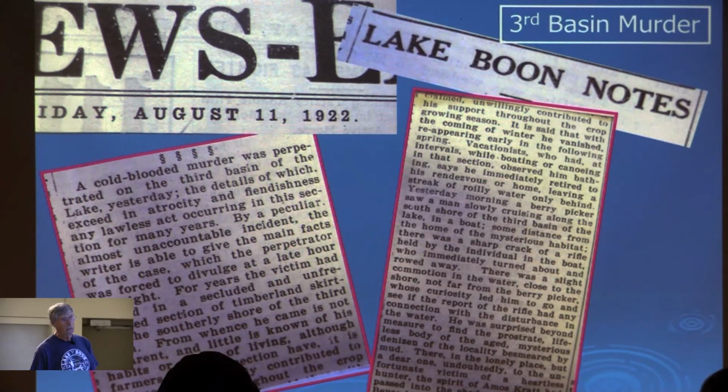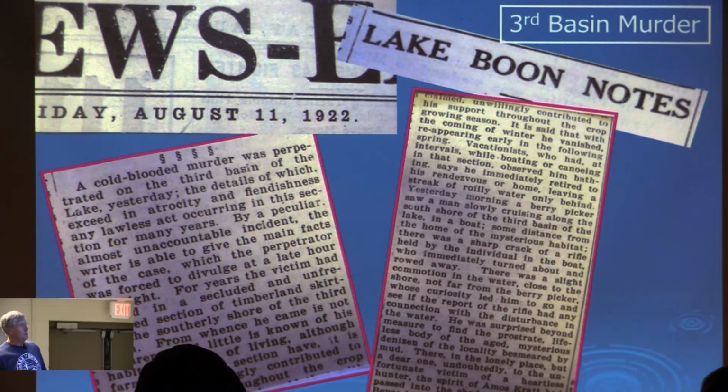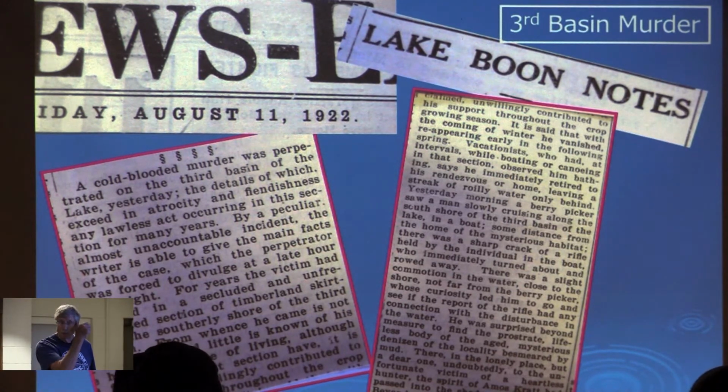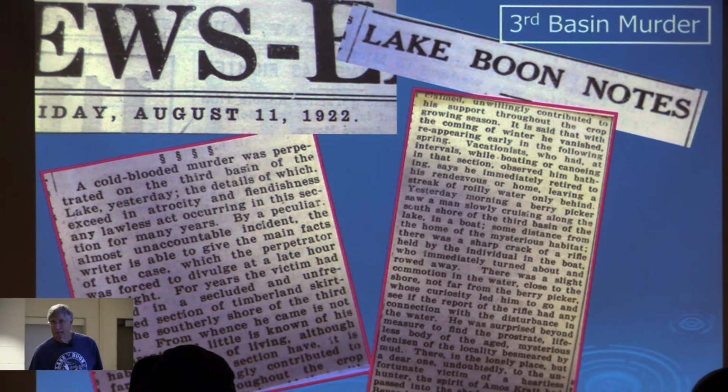Okay, 3 murders. We're going to end right here. 3 murders. The first one, about which we know virtually nothing. There was apparently a guy who lived down on the south shore of the Third Basin, a recluse. Nobody knew anything about him.